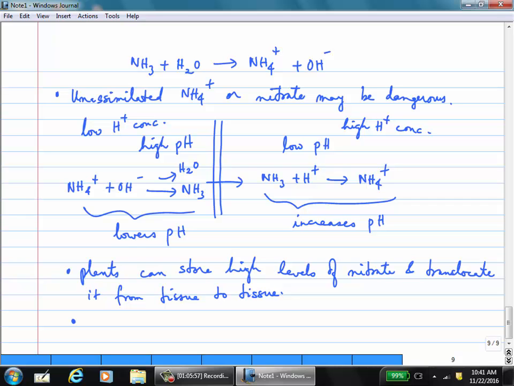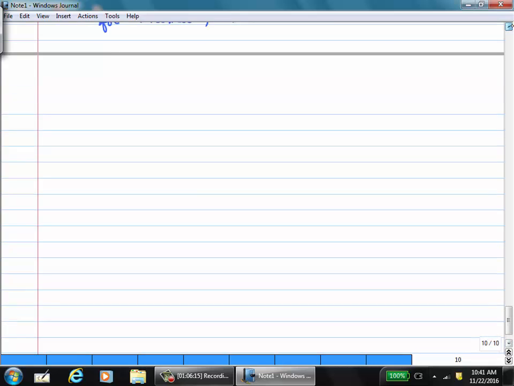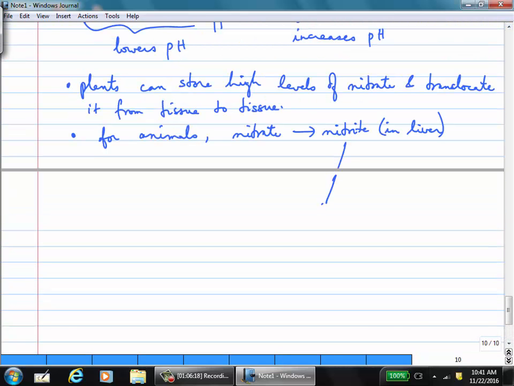The first thing is that for animals, the nitrate can get converted to nitrite. So for animals, nitrate will go to nitrite in the liver. And this nitrite will bind hemoglobin. So what is the normal function of hemoglobin? It's supposed to bind what? Oxygen. Yeah, if it preferentially binds these nitrites, then it's not going to be able to do its job of binding oxygen, right?